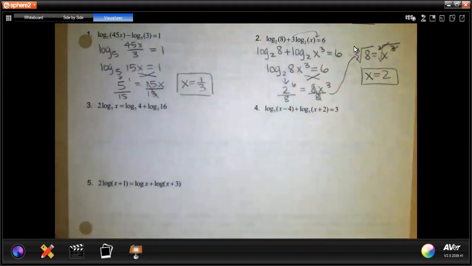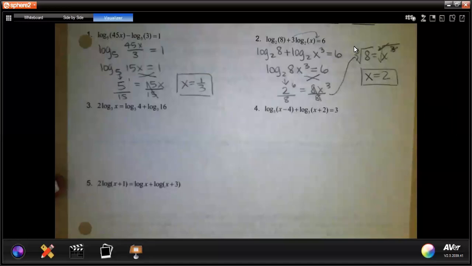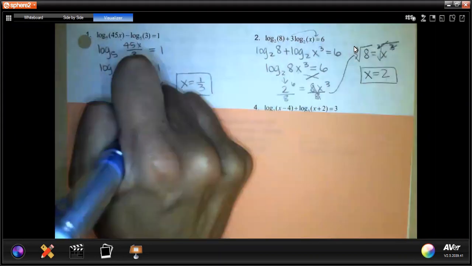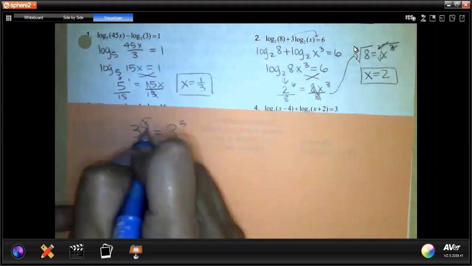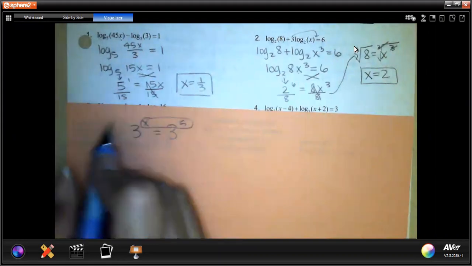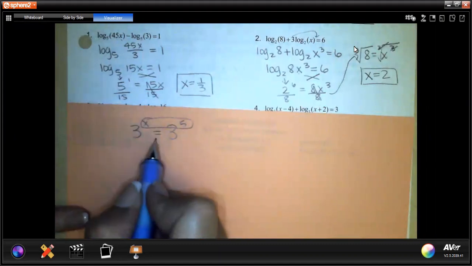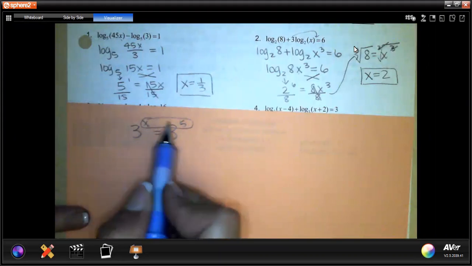All right, number 3 is a property that we haven't quite looked at, but we looked at it as an exponential. We said, for example, that 3 to the x was equal to 3 to the 5th. We knew that x was equal to 5 here. Because they both had the same exact base and they were the only thing on each side of the equal sign, the only way to get the same value was if x was 5.